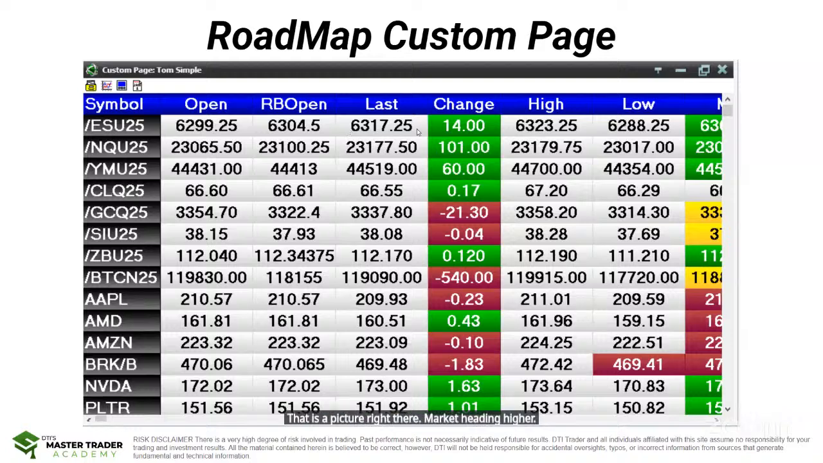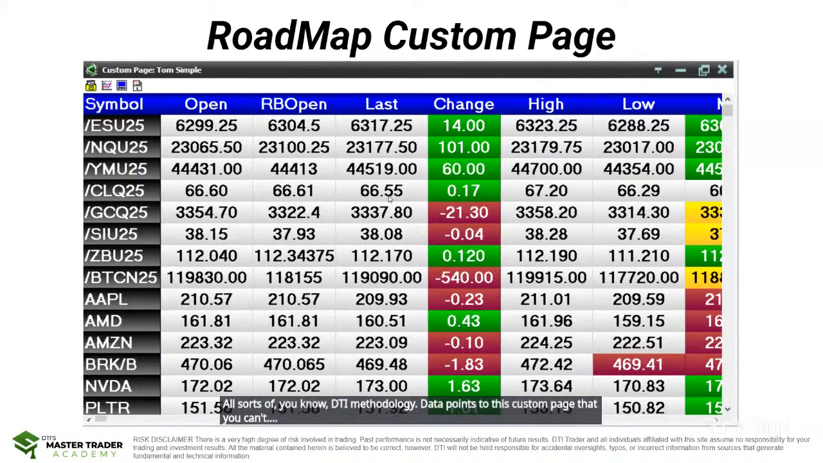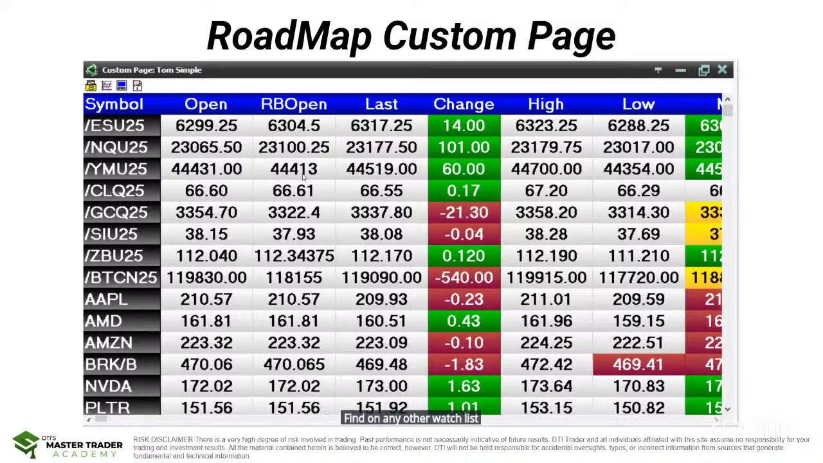You can also add the month open, the yearly opens, the weekly opens, all sorts of DTI methodology data points to this custom page that you can't find on any other watch list out there that I know of, at least.